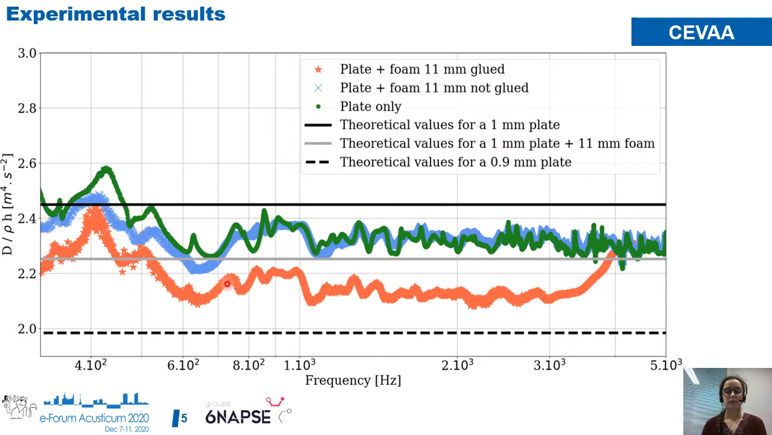When the foam is glued to the plate, the rigidity divided by the mass per unit area is weaker than the other configuration.